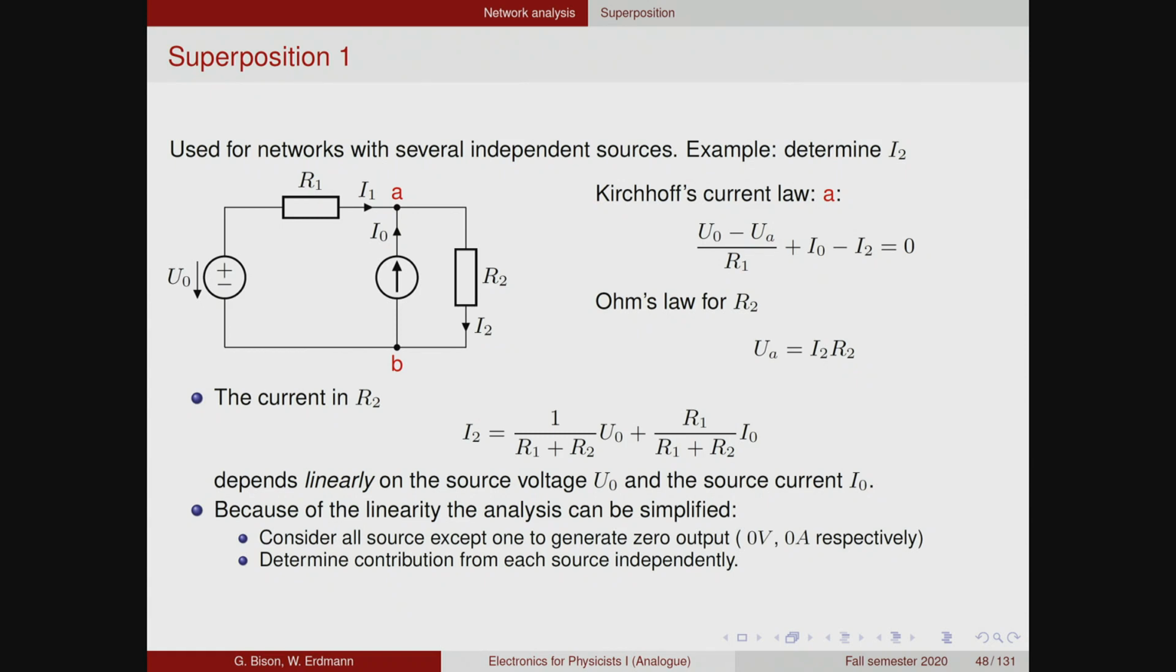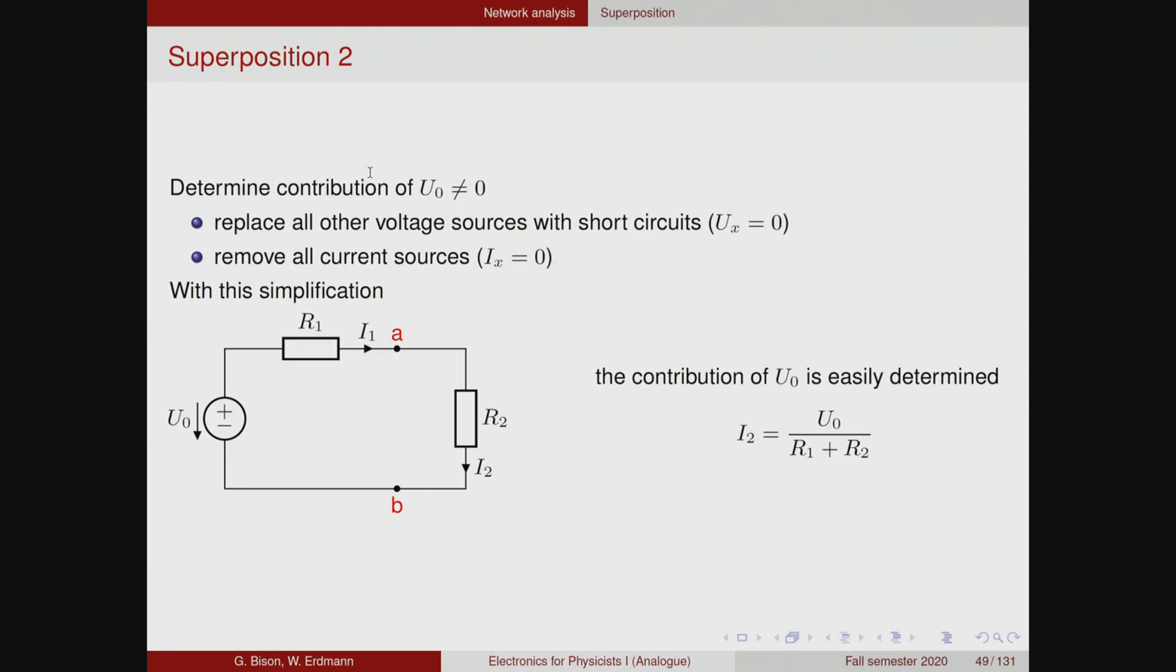Yeah, and now because of this linearity, we can simplify the analysis. So how does that work? We go through each source separately. In this example, we just have 2. But it could be several voltage sources and several current sources. And so you pick out one source at a time. The one that you pick out, you leave in your schematic. And all other voltage sources are replaced with short circuits. And all other current sources are removed.